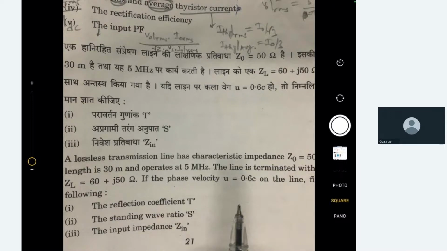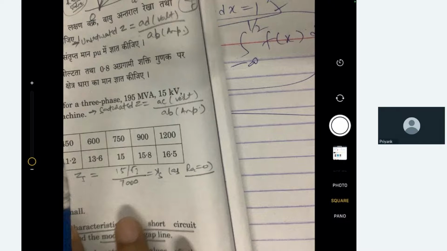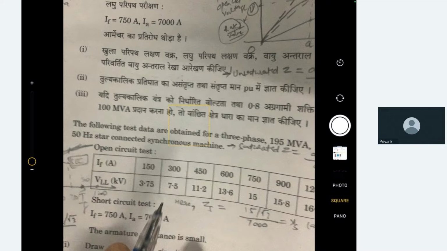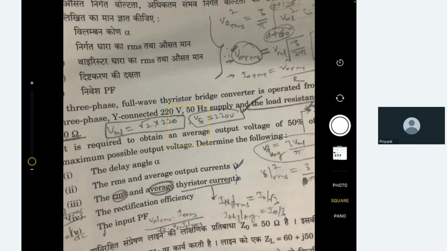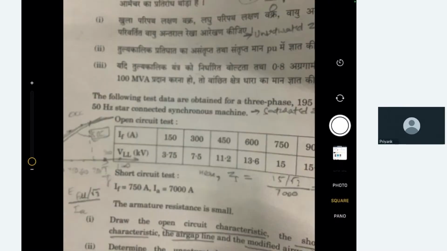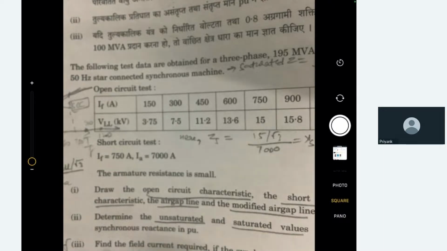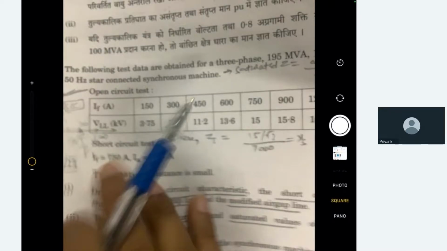Attempting question 7 was rewarding compared to the questions of part 1. Question 7 was rewarding. Actually, if you know the synchronous machine, then it's rewarding, because the second part is easy, part B is easy, and part C is also very easy. But I think not everybody would have read the air gap line, modified air gap line, and saturated and unsaturated values of synchronous reactance. Anyways, okay, now let's move to question number 8.